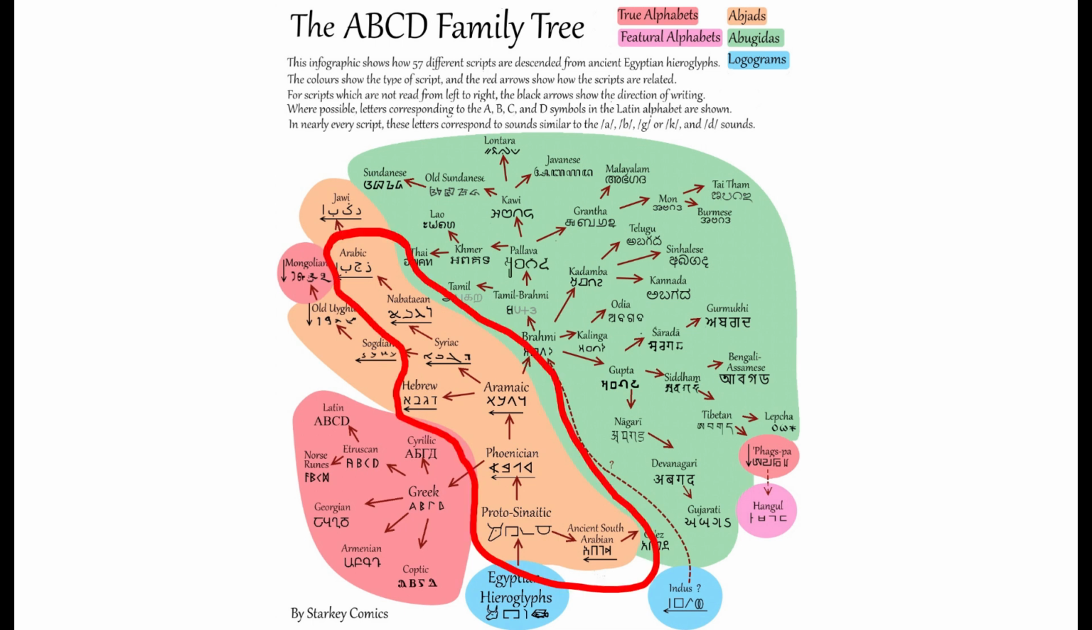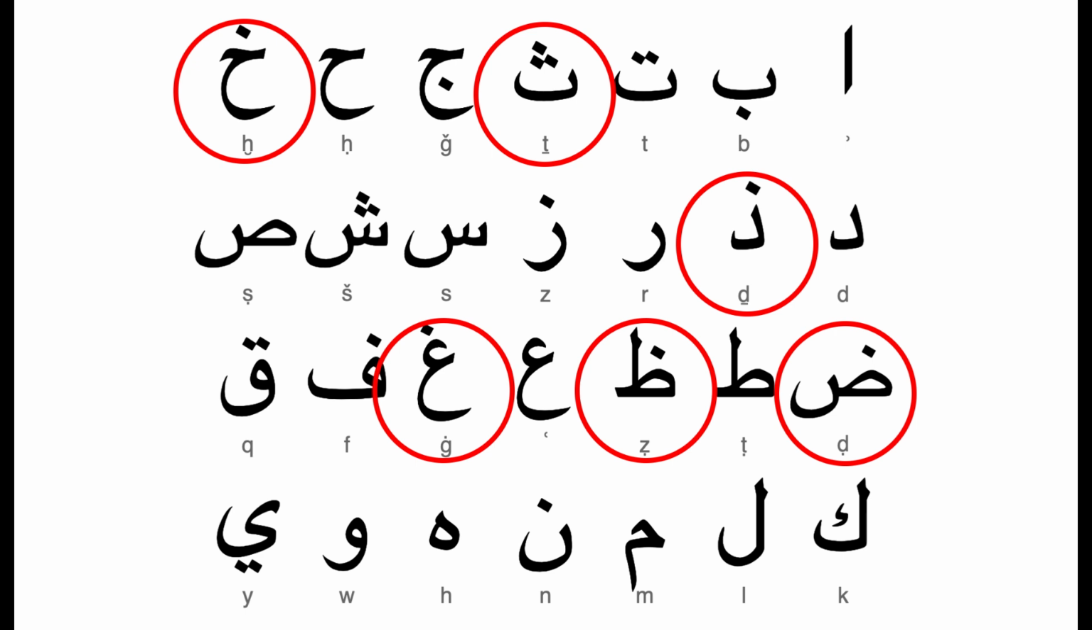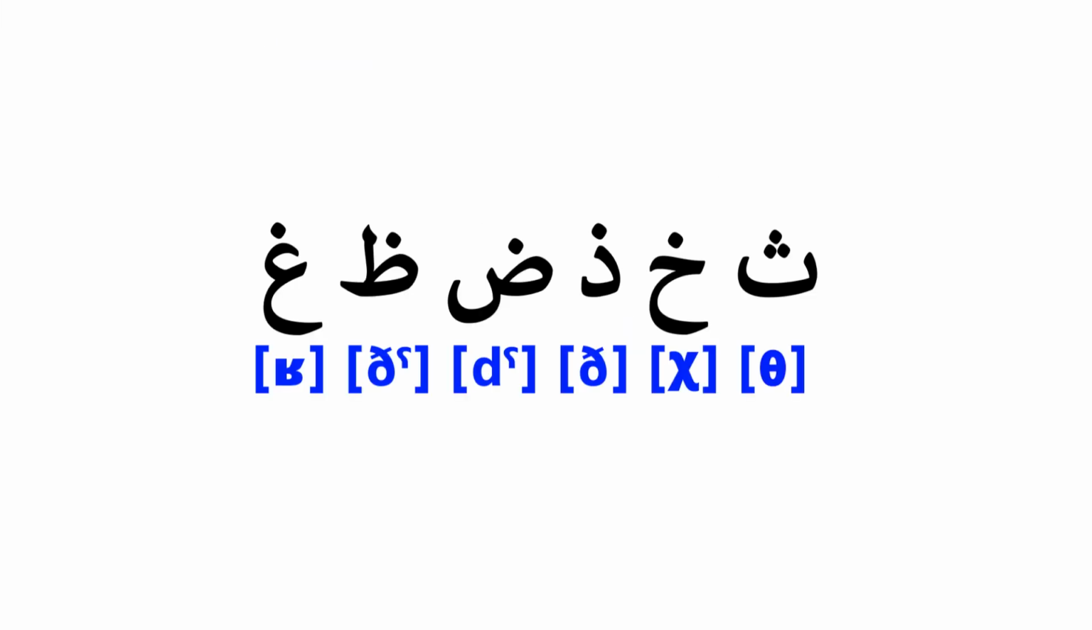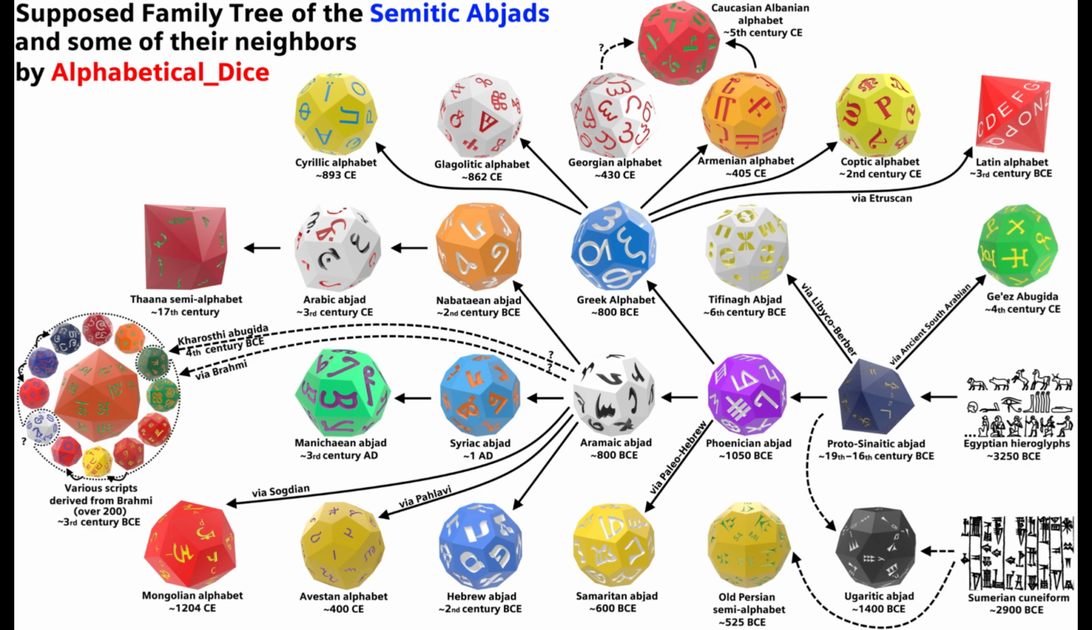All of them don't normally use vowels. Most of them have 22 basic letters. This kind of includes Arabic. Yes, these six are considered separate letters, but every single one of them is ultimately a variant of one of the classic Semitic letters.